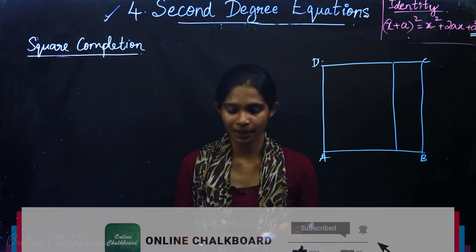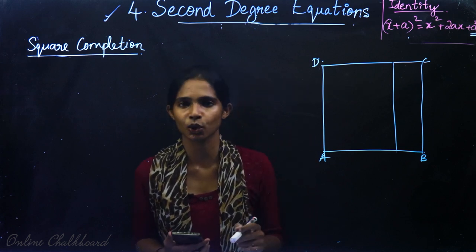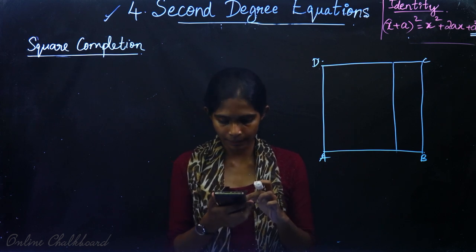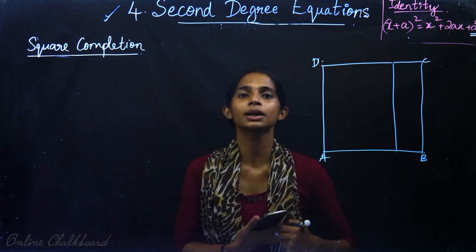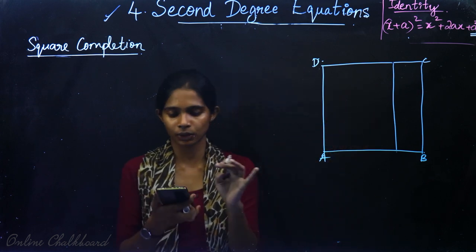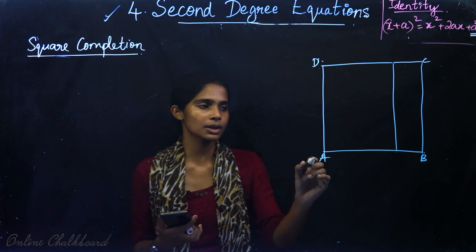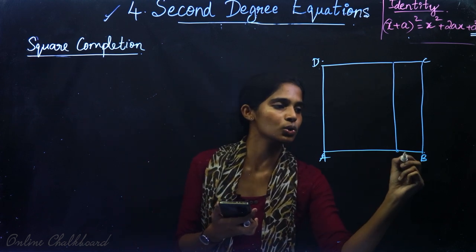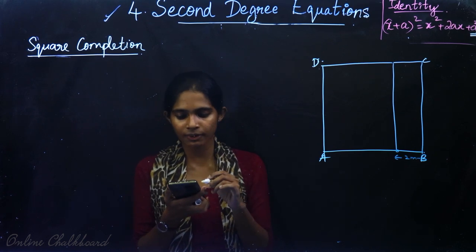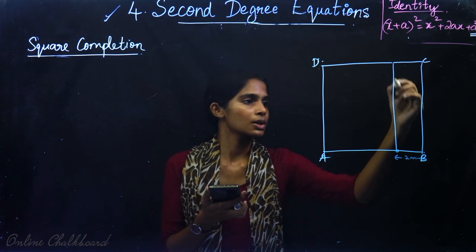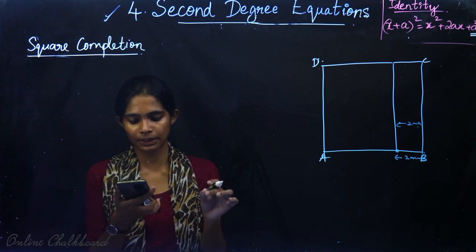Okay, so let's see question number 5. We have a revision. This square has sides of 2 meter length. A 2 meter wide strip is cut off from a square as shown below. So, this is a 2 meter wide strip. The area of the remaining rectangle is 99 square meters.